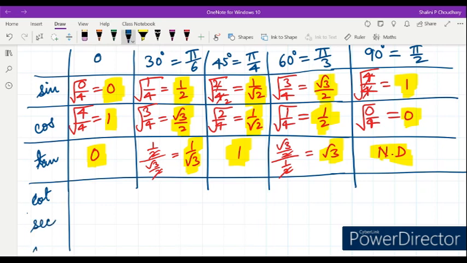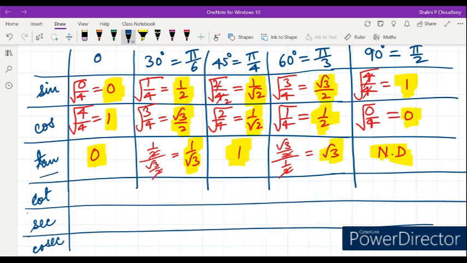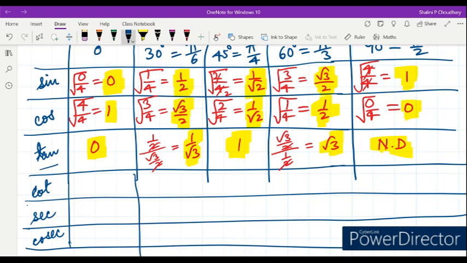We can find cot, sec, and cosec. Whatever we get for tan, its inverse is cot. Whatever we get for cos, its reciprocal is sec, and whatever we get for sine, its reciprocal will be cosec. So for tan, at 0 it is 0, and the reciprocal 1 upon 0 is not defined. Then root 3, 1, so 1 upon root 3, and the last is not defined, this will be 0.